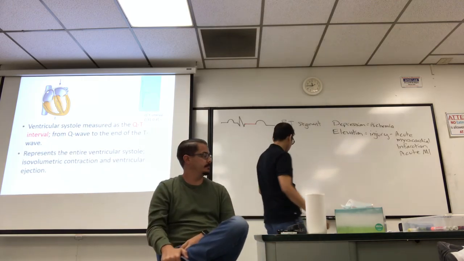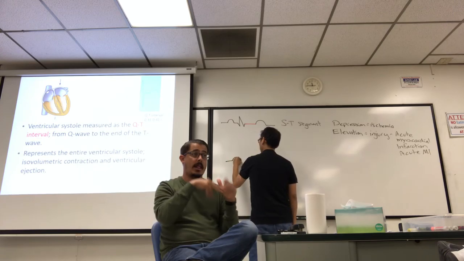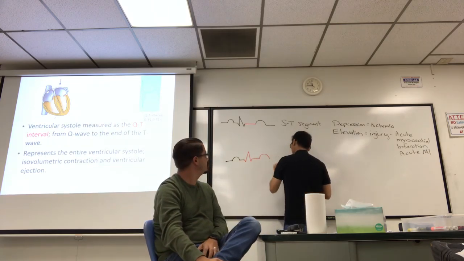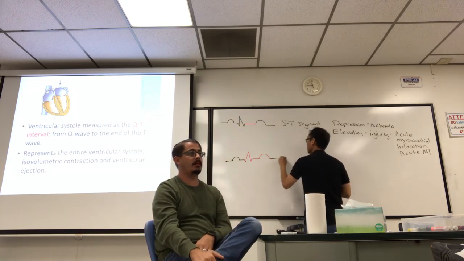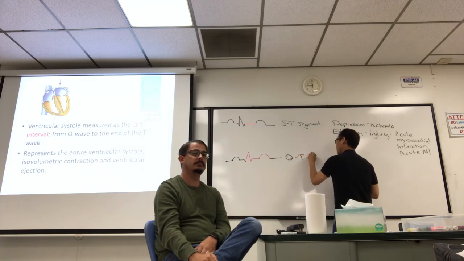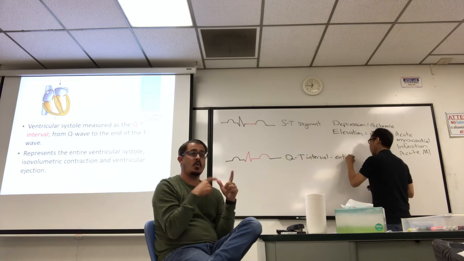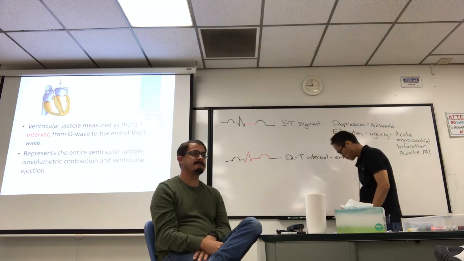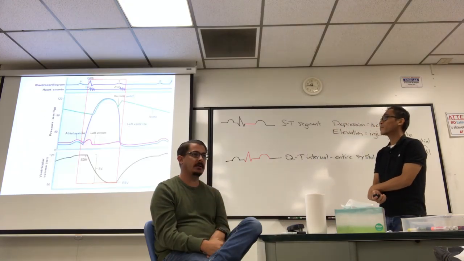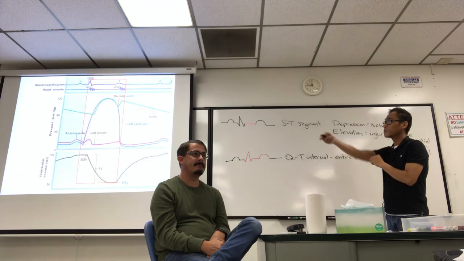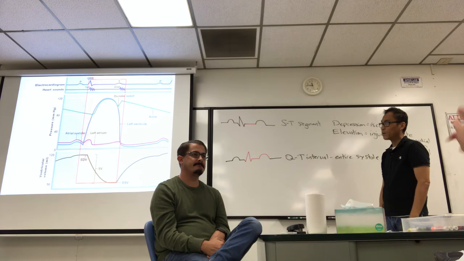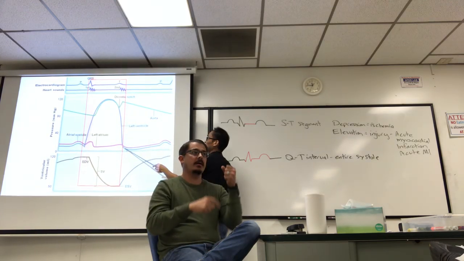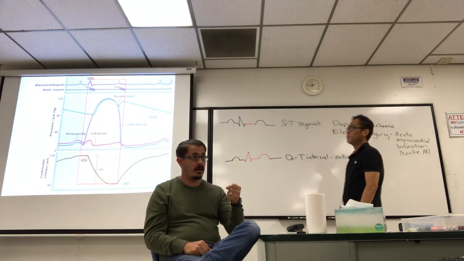So when you highlight it in the lab, you're going to highlight everything starting from Q, R, S, and all the T. That represents the QT interval. Represents the entire systole. So there it is. I just put a box around it, and it's the entire thing, includes everything, the complete contraction, the peak, and then the complete relaxation. Okay. Represents the entire contraction of both the ventricles.